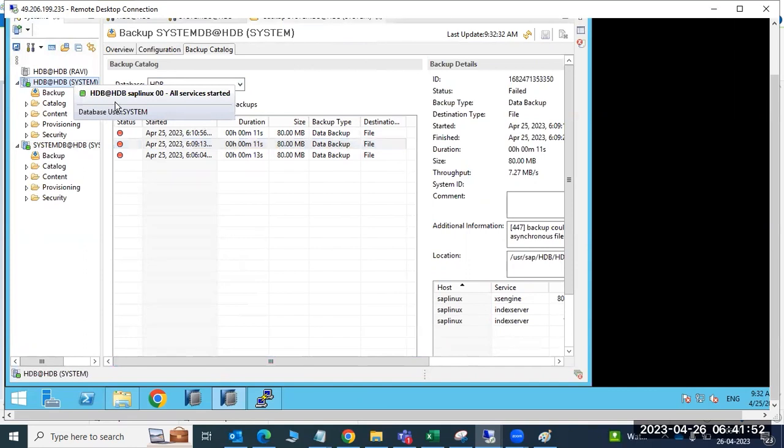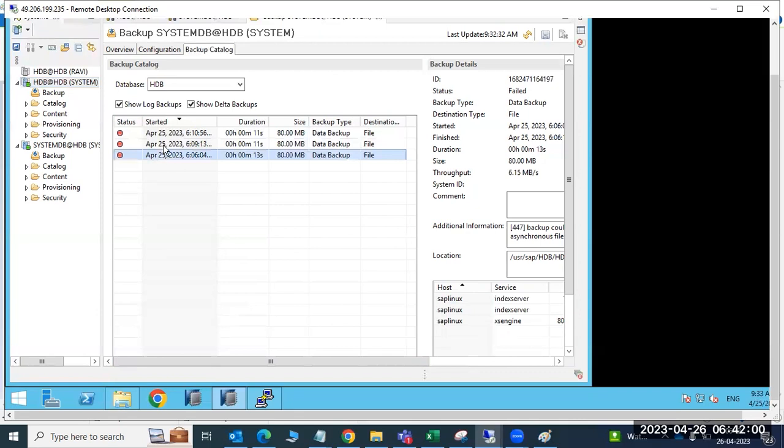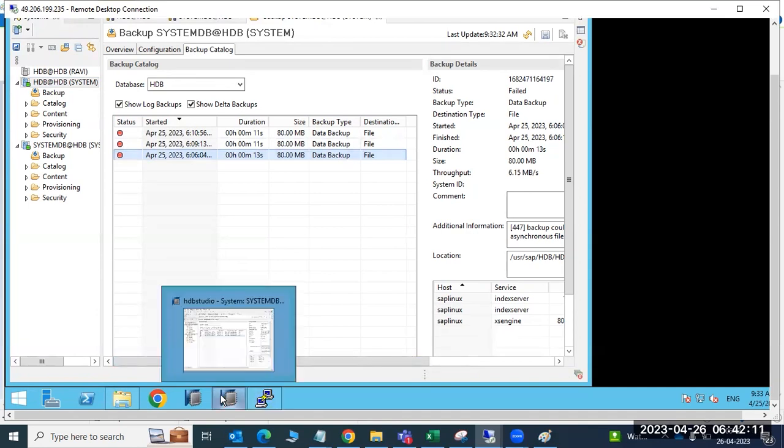So this is the way we have to take the backup of the system. This is the way we have to take the backups. Okay, so that is the thing we have to take out from here. That is the concept of backups actually.